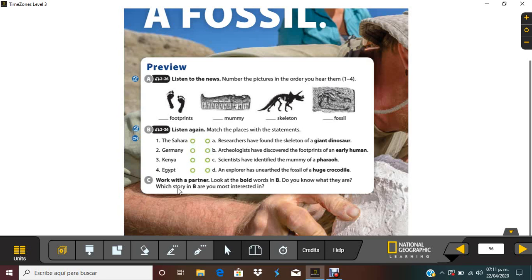All right. Now, which story in exercise B are you most interested in? Did you like A, the researchers that found the skeleton of a giant dinosaur? Or B, the archaeologists that discovered early humans? Or C, scientists that have identified the mummy of a pharaoh? That is my favorite. Yes, because since I was a small child, I loved reading about ancient Egypt. All right. Or letter D, an explorer has unearthed the fossil of a huge crocodile. Now, remember, with your imaginary friend, tell him which story were you most interested in. Okay?